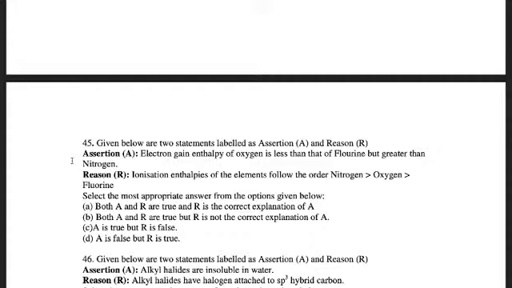Question number 45. The answer is C. Option C: A is true, but R is false. Ionization enthalpies of elements follow the order fluorine greater than nitrogen greater than oxygen. The assertion is correct, the reason is incorrect. So C: A is true but R is false.